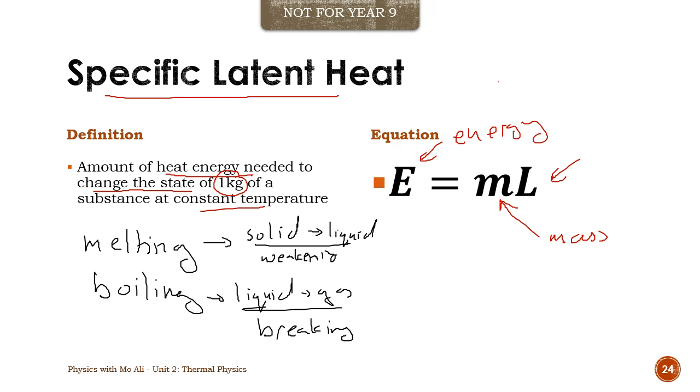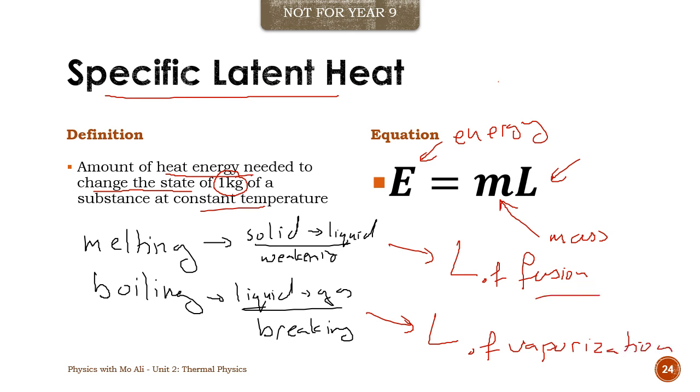One for melting, which we call the specific latent heat of fusion, and the other for boiling, the specific latent heat of vaporization. When I say fusion, I simply mean melting. Vaporization is another term for boiling. They will both be used in the same equation, it doesn't matter. But you need to be careful, because if the question is talking about melting, you'll find it mentions fusion. If he's talking about boiling, he'll talk about vaporization.